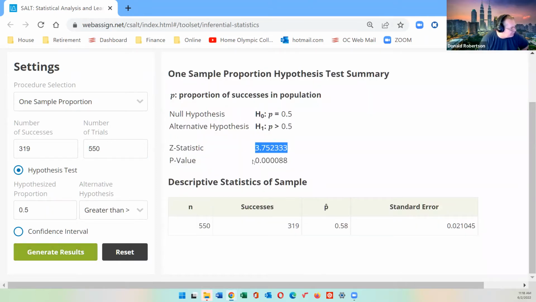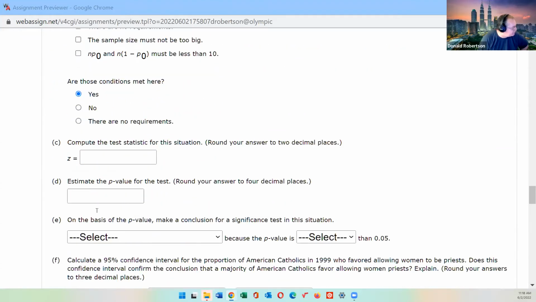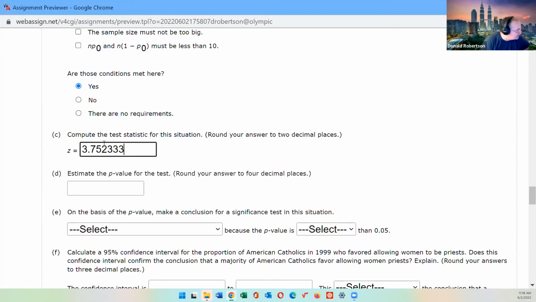Here is your Z statistic, and here is your p-value. So I'll copy this guy over. Z goes there to 2 decimal places. And wow, this is cool. Look at the p-value. Now 1, 2, 3, 4. If you round that off to 4 decimal places, you end up with a 1 there.